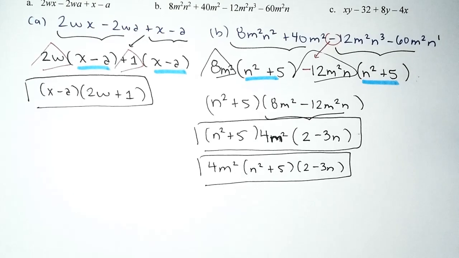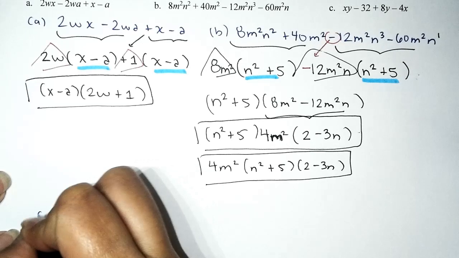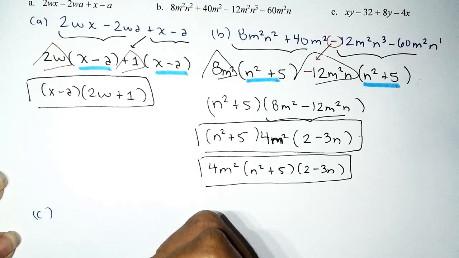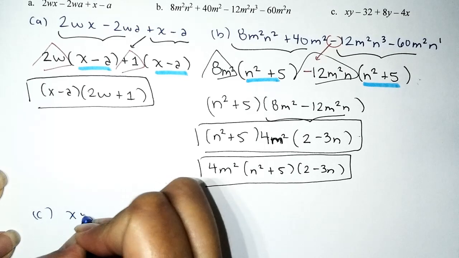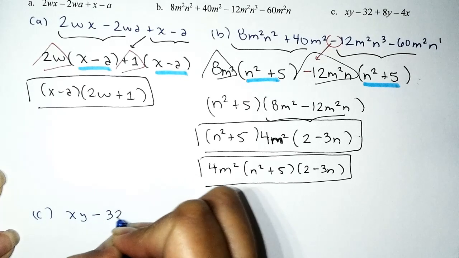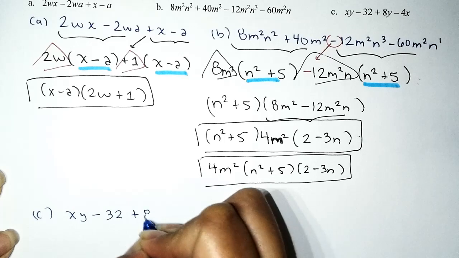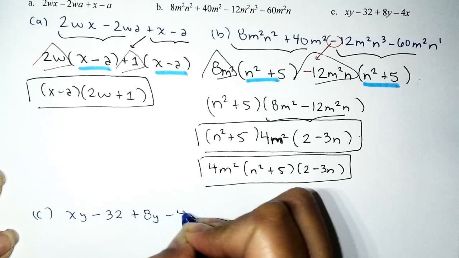So let's go ahead and knock out our third and final problem because I have to start making breakfast. Alright, problem C, where am I? I don't have it. Oh, I do have it. So we have xy minus 32 plus 8y minus 4x.